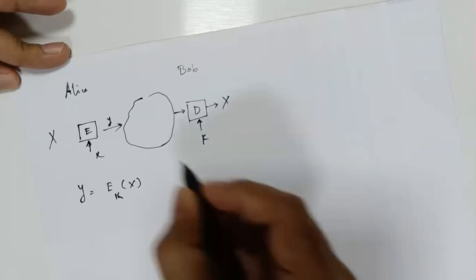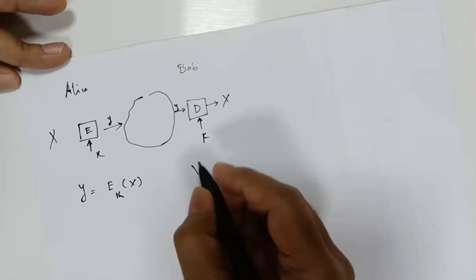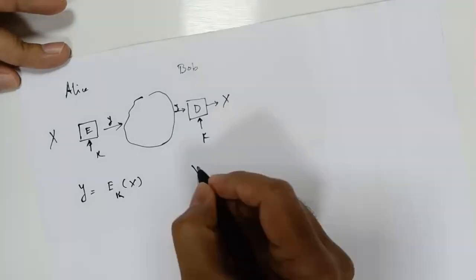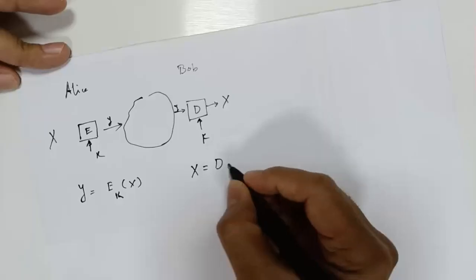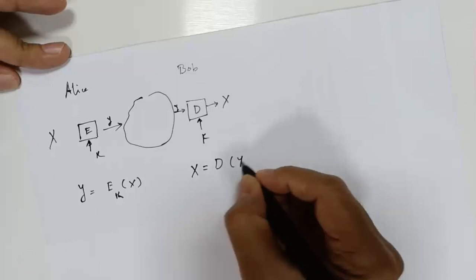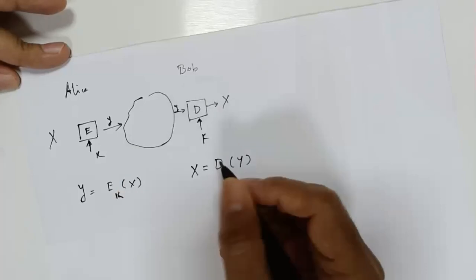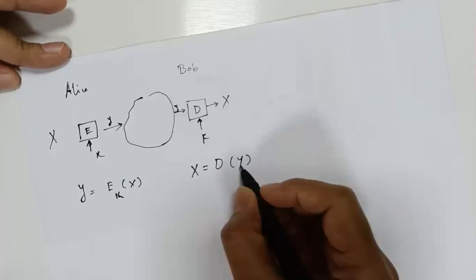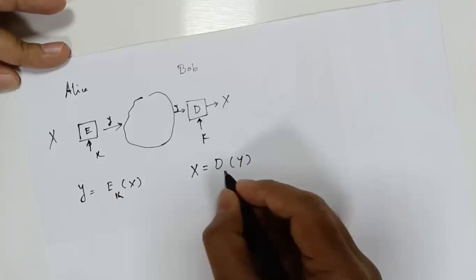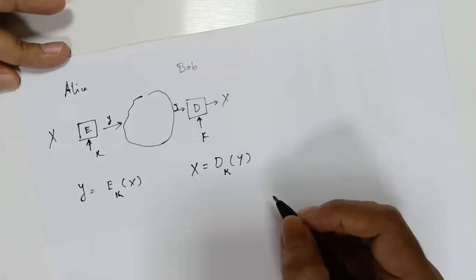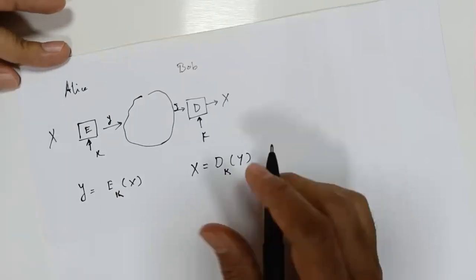How do you produce the original message X? You have to use the decryption algorithm on the ciphertext, whatever ciphertext is getting transferred through the internet. You use the decryption on that ciphertext using the same key. This is symmetric key encryption.